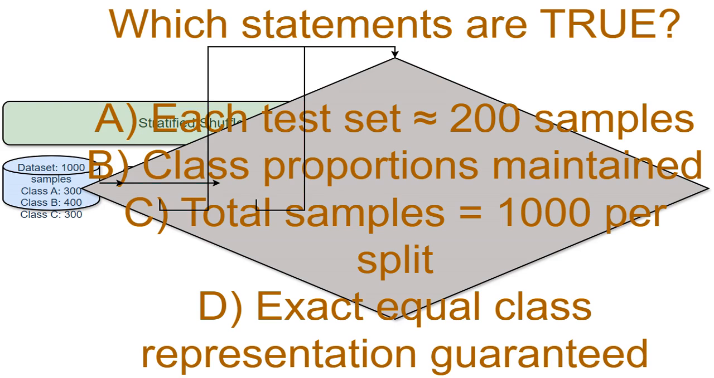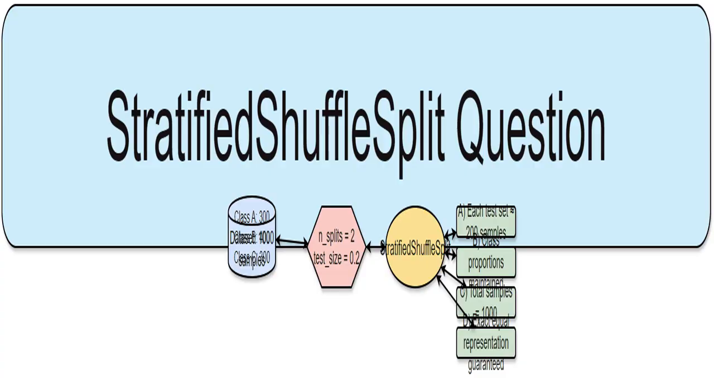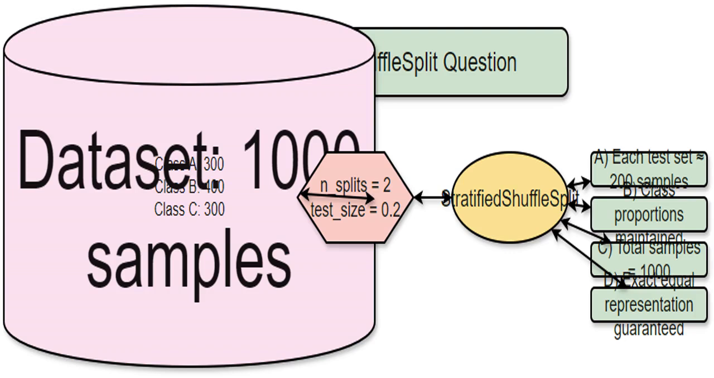I need to consider how the chosen parameters and the nature of stratified sampling influence the resulting splits. This question tests your understanding of how StratifiedShuffleSplit works in scikit-learn. I'm asking you to think about how it splits data while keeping the proportions of different groups, classes, consistent. I'm giving you a dataset with 1,000 samples to work with. This is the total number of data points I am using for the experiment.